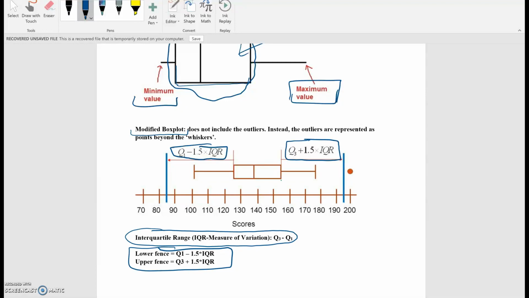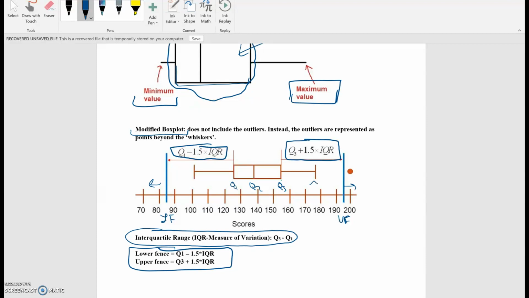So basically we are still drawing my Q1. Here's going to be Q1, here's Q2, and here's Q3. Now these fences, this is my lower fence, and this is my upper fence. If a data point lies outside of these fences, we will call those outliers. And that will just be it.